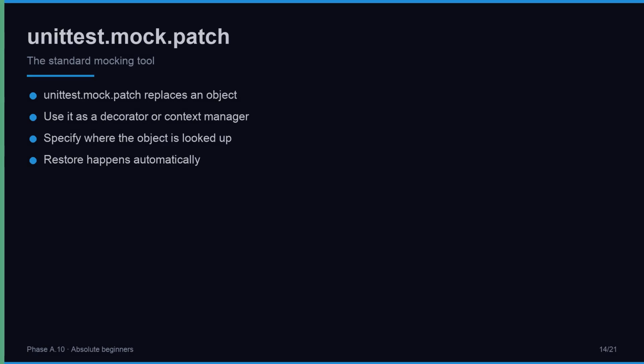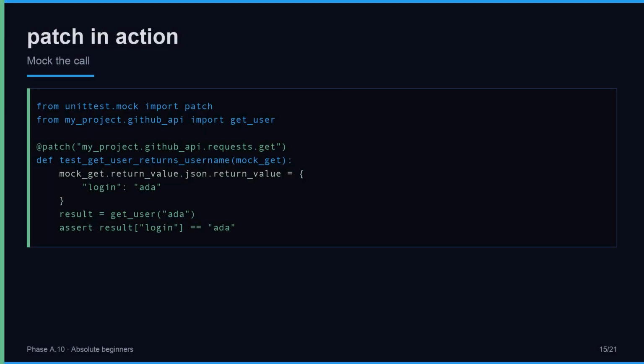The standard mocking tool is unittest.mock.patch. Patch temporarily replaces an object with a mock for the duration of a test, then restores the original automatically. You can use it as a decorator on the test function, or as a with statement inside the test. The most important detail is where you patch. You patch the object in the module where it is looked up, not where it is defined. Get that right and mocking just works. Patch where it's used.